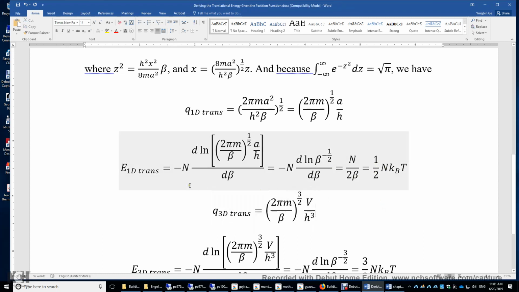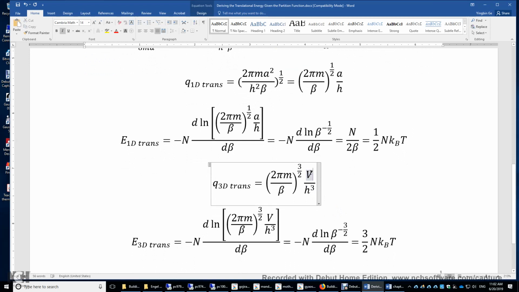How about the three-dimensional translational partition function? This is simply the product of the one-dimensional translational partition functions in 3 dimensions. Assuming we're dealing with a particle in a 3-dimensional box with dimensions a, b, and c, we have the same expression, except that a can be replaced by b or c. Then we have the product of the 3 one-dimensional translational partition functions. We get 2 pi m over beta to the power of 3/2 times the volume of the box over h to the power of 3. This volume is just a times b times c.